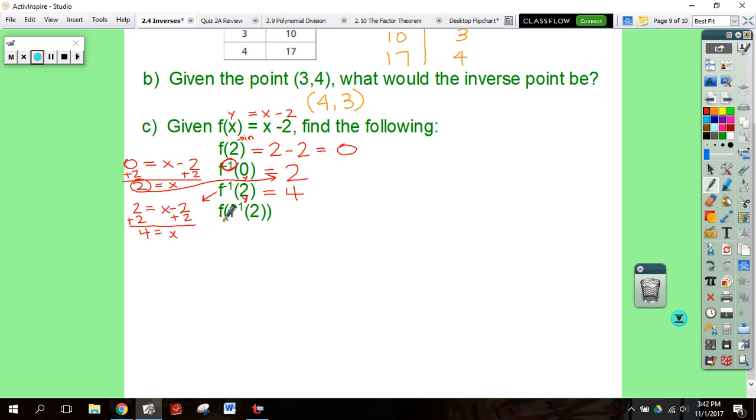This part right here just means if you have the function and an inverse, they basically cancel each other out, and your answer is just the input that you started with. Which also makes sense because if you started with 2 and then you did the inverse of that, you get back to your original function.